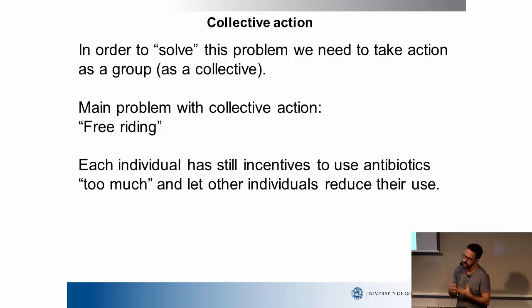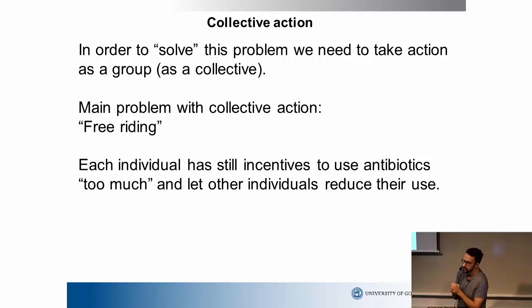In order to solve this problem then, if we have this negative externality, this overuse of antibiotics, from a social point of view we see that we need collective action. We need to act jointly in order to reduce the likelihood of antibiotic resistance, and we need to reduce the use of antibiotics. So this we're going to call collective action: it's not enough that one single individual takes action, it's necessary that a lot of people take action.